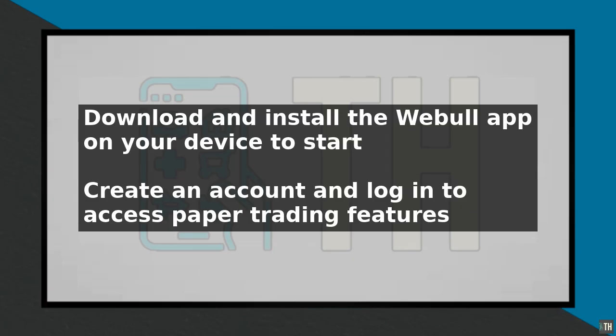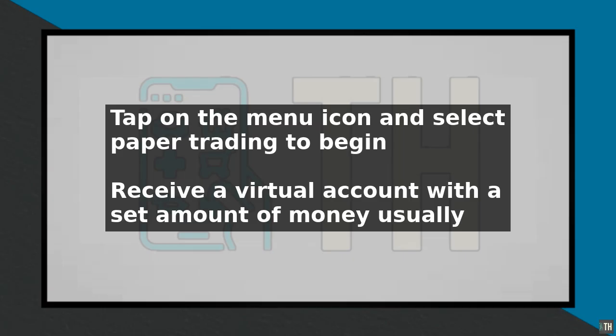Once installed, open the app and create an account if you don't already have one. After logging in, tap on the menu icon and select Paper Trading. You will then be given a virtual account with a set amount of money, usually $100,000. This virtual account can be used to practice trading with real-time market data, but without risking any real money.